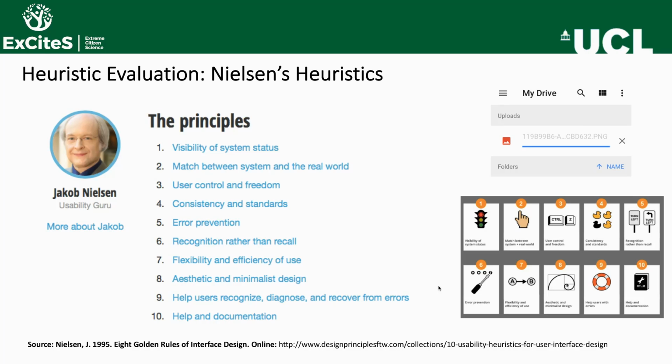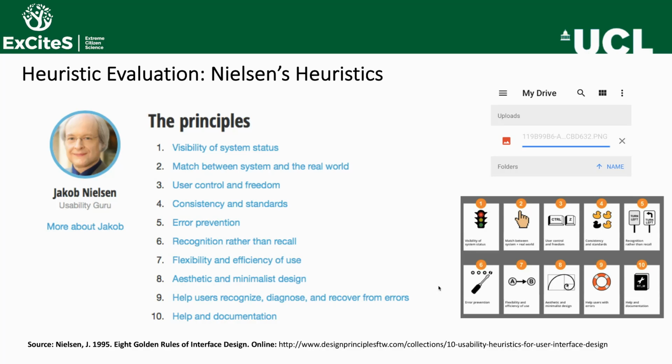Let's look again at the first one, visibility of system status, which Jacob Nielsen defines as: the system should always keep users informed about what is going on through appropriate feedback within reasonable time. So what does this mean? When a user interacts with the system in a way that he should wait for something to happen as a response to a specific action, the system should keep the user informed about what is going on.